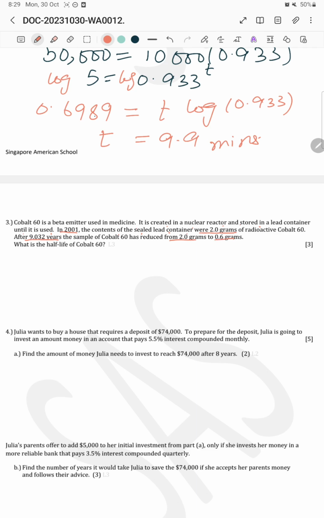So how to find the half-life? The formula to find the half-life is A(t), and A(t) is 0.6, which is equal to 2 into 1 by 2 to the power 9.03 divided by h. Solving this, we will get 5.2 years.